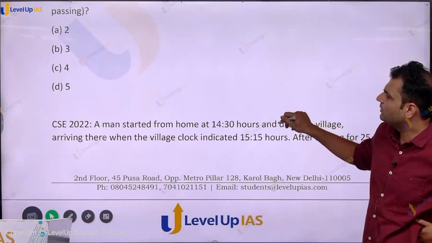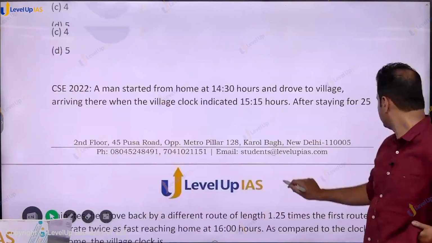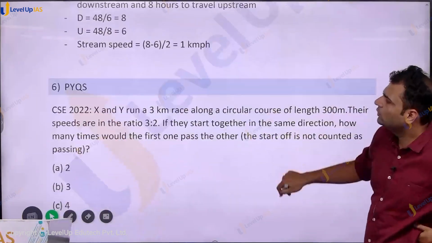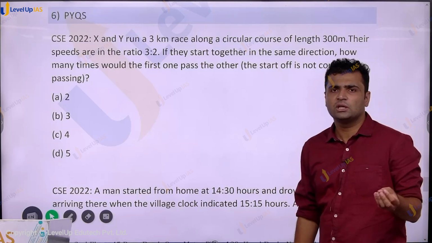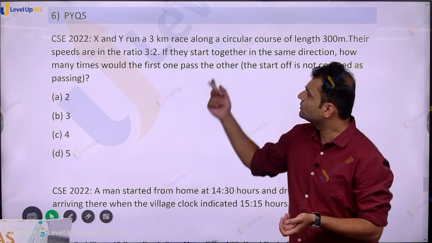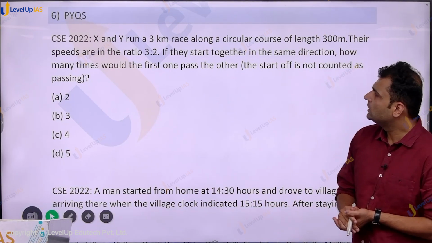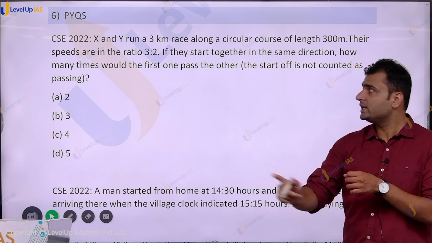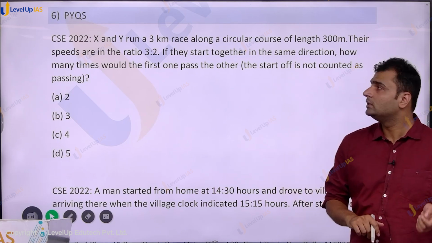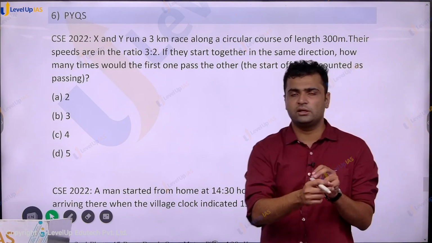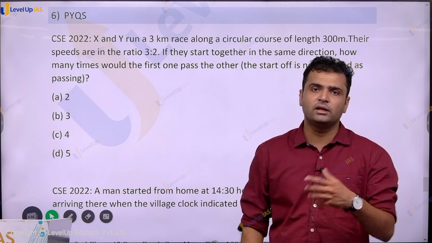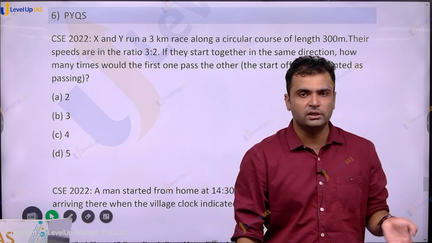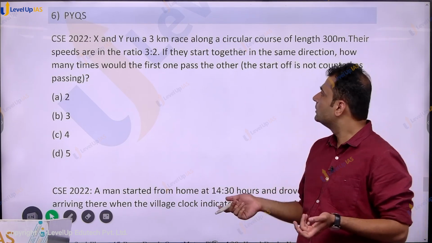These are some PYQs. Let me do 2 or 3 of them. I'll not do all. You can watch the PYQ series on the LevelUp IAS YouTube channel. This was asked in CSAT 2022 that X and Y run a 3-kilometer race along a circular course of length 300 meters. So one round is 300 meters, and they are running a race of 3 kilometers. So 10 rounds. Right?